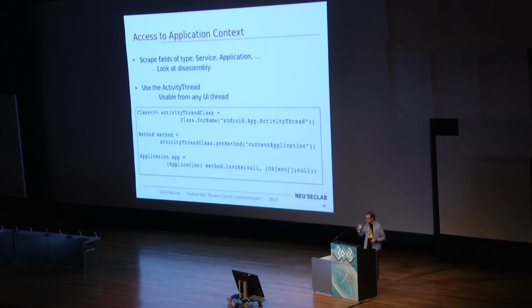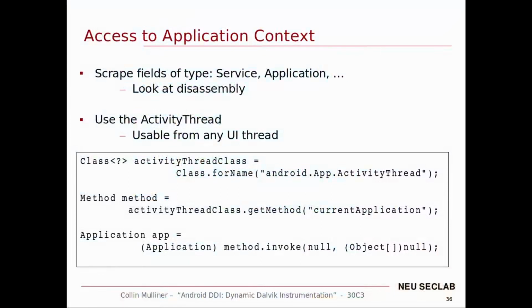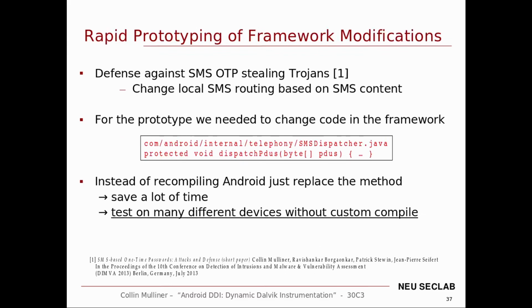But if your code basically runs on a UI thread, you can also just use the activity thread, and from this activity thread you can get a pointer to an application context very easily. So it really depends on where you instrument, how your instrumentation code looks, whether you're running in the right thread, and so on.